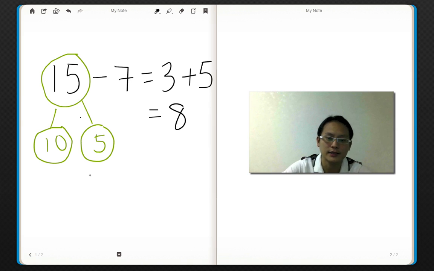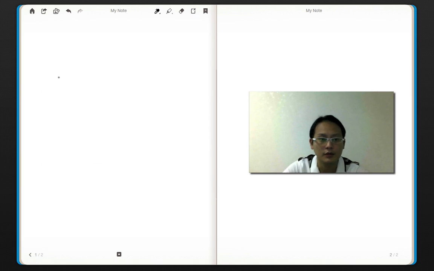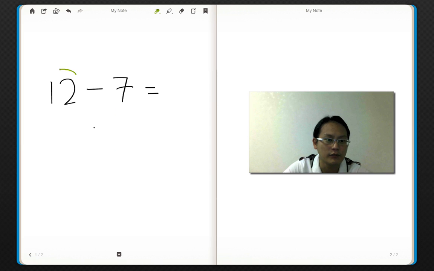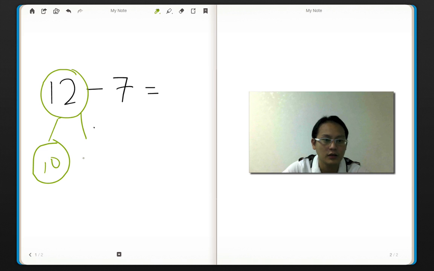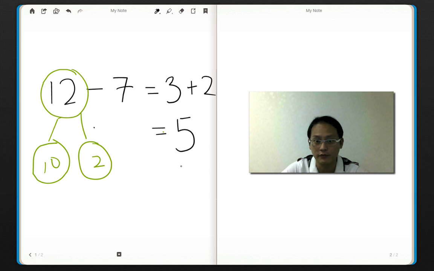Let's try one last example. Let's say we have 12 minus 7 equals, we can break 12 into two numbers. 12, we can break into 10, and the other number will be 2. 10 minus 7 will give us 3. And we still have 2 here, so we add back the 2, which will give us the answer 5.